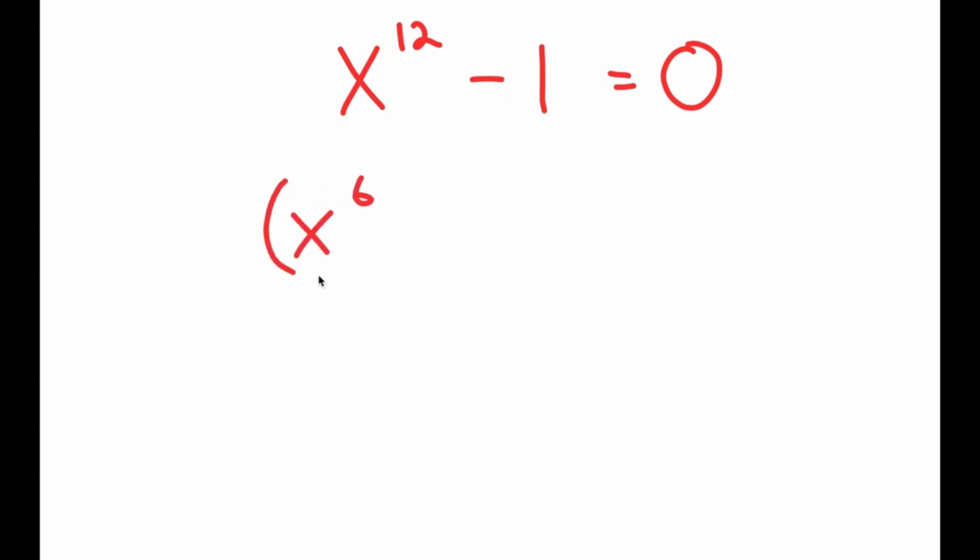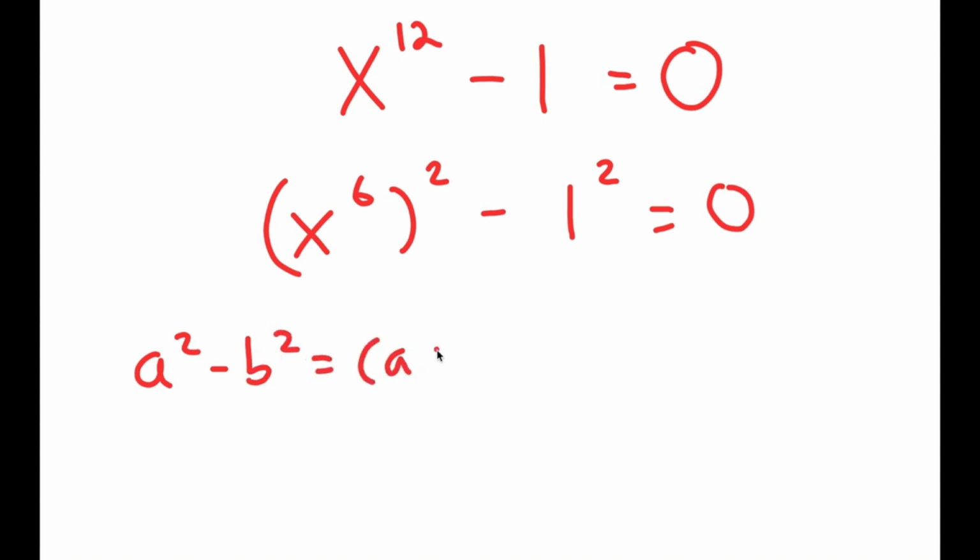Alright, so in this video, I'm going to solve the equation x to the power of 12 minus 1 is equal to 0. To solve this, I'm going to first rewrite this as (x to the power of 6) to the power of 2 minus 1 squared is equal to 0. The reason I'm doing this is so I can use the property a squared minus b squared is equal to a plus b times a minus b.